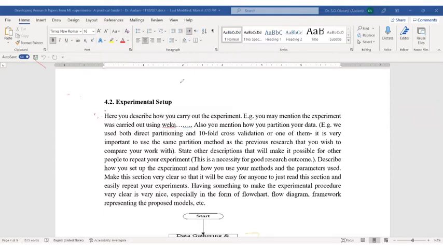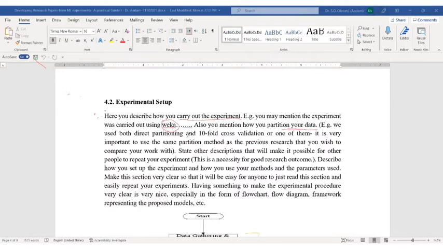When we talk of experimental setup, what are the requirements? I said here, you describe how you carried out your experiments. For example, you need to mention that the experiment was carried out using whatever platform, Python, Weka, R, make it very clear. Also, you mention how you partitioned your data. This is very, very important. If I don't know how you've partitioned your data, how am I going to repeat your experiment? I've seen a couple of people omitting this. Actually, it's outright rejection, because if you don't tell us how you partitioned your data, it means no one can carry out that experiment.